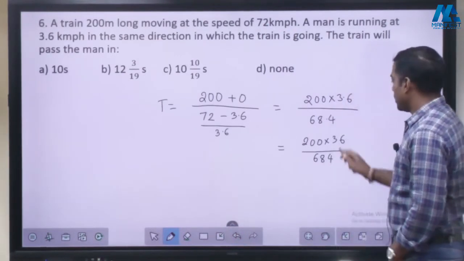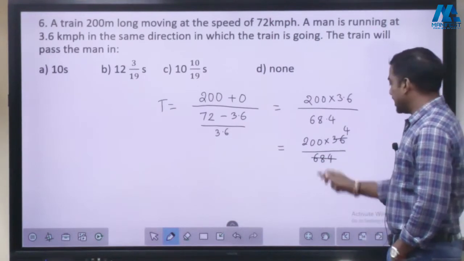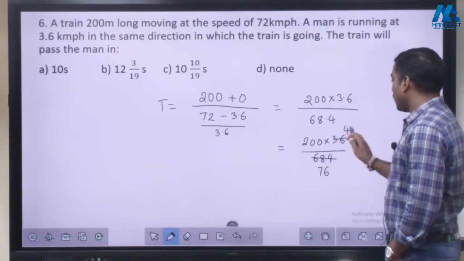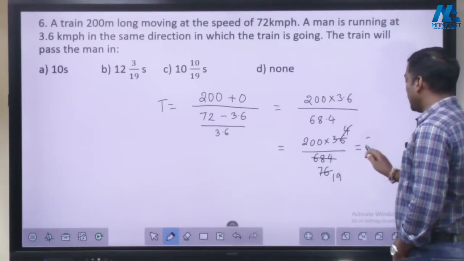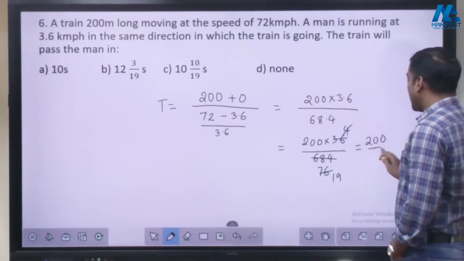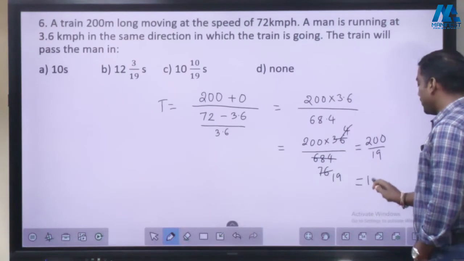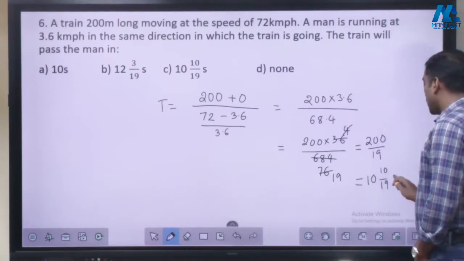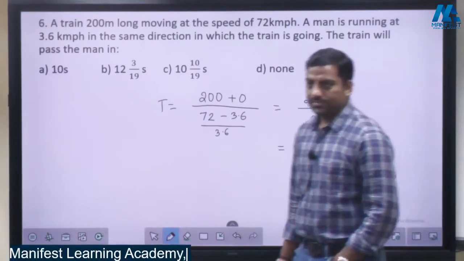So 9 4s are 36, then 9 sevens are 63, 9 sixths are 54... So this is 200 by 19. This is nothing but 19 tens are 190, then 10 is the remainder. So 10 integer 10 by 19 seconds.